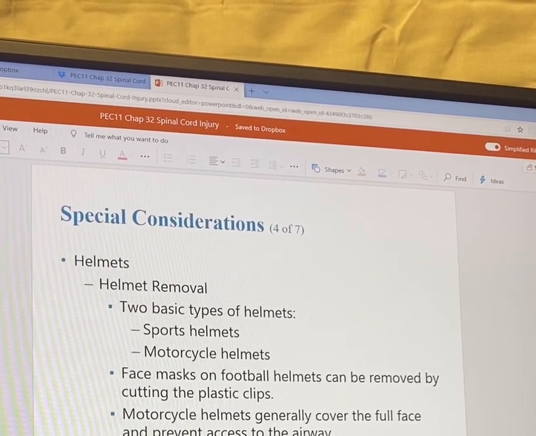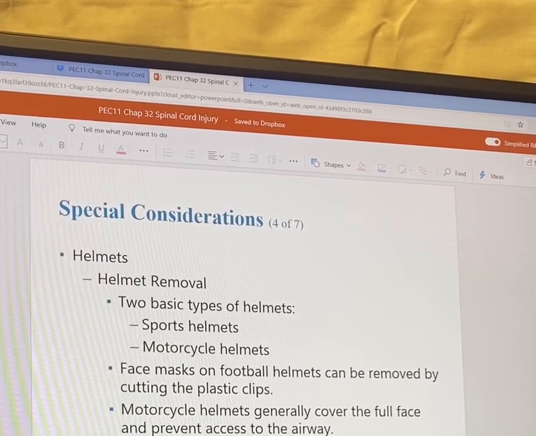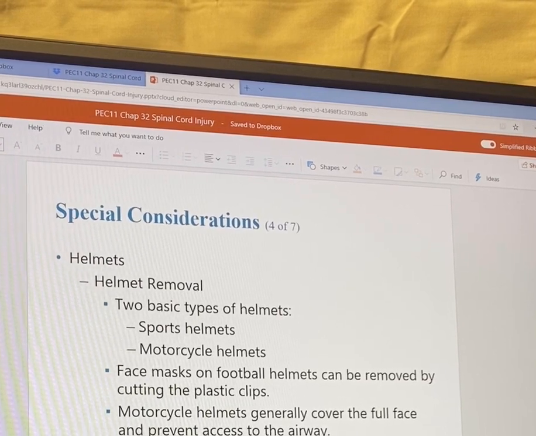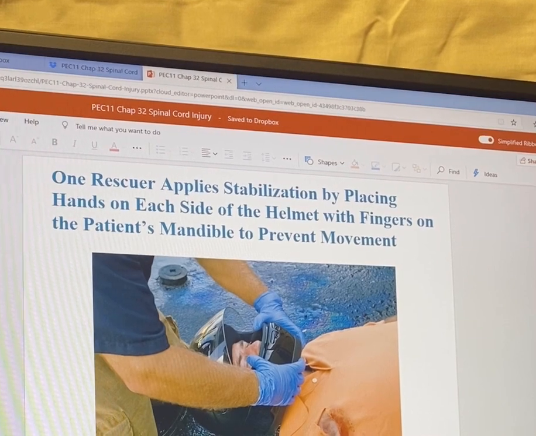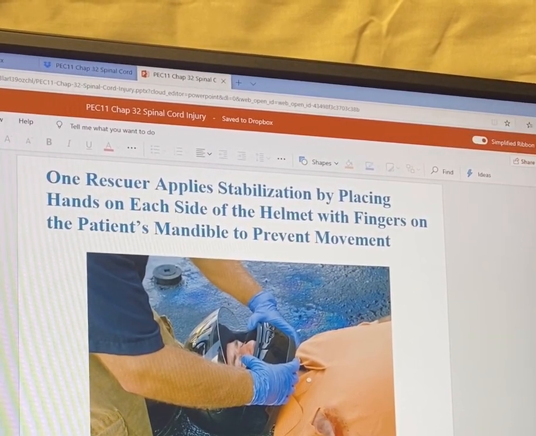Okay, you have two basic types. You have sports helmets and motorcycle helmets. You can cut the plastic clips off of a face mask. Alright, and here is how to remove a helmet if you have to.